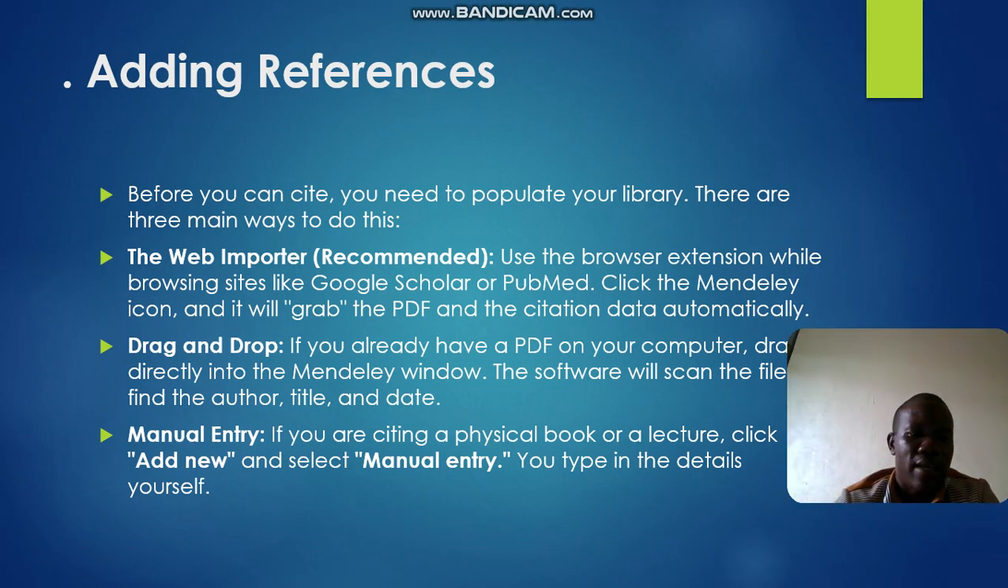Then another way is drag and drop. If you already have a PDF on your computer, drag it directly into the Mendeley window, and the software will scan the file and find the author, title and date, just like that. Then the last way of doing this is through manual entry. With manual entry, if you are citing a physical book or a lecture, you just click add new and select manual entry. When you do this, you type in the details yourself.